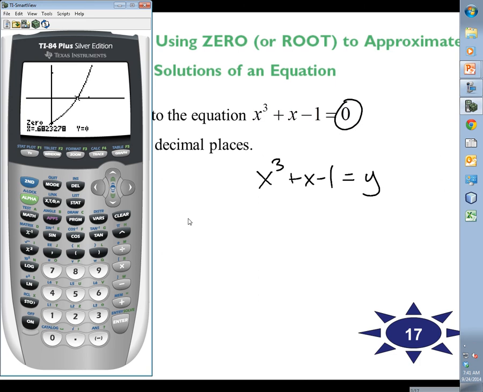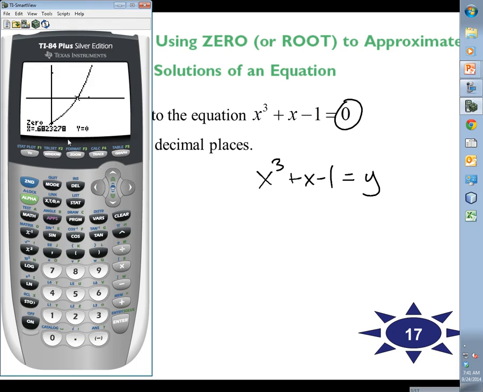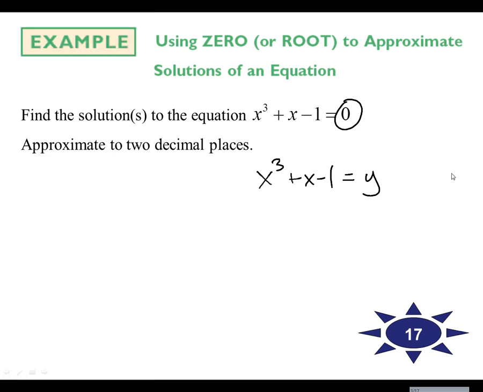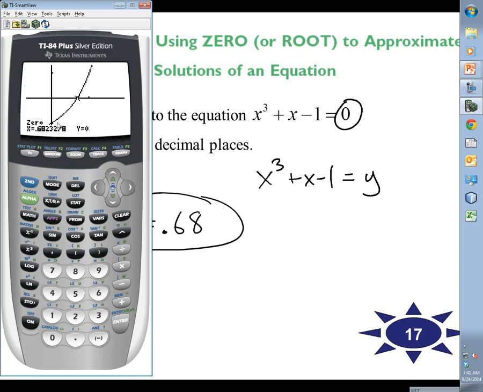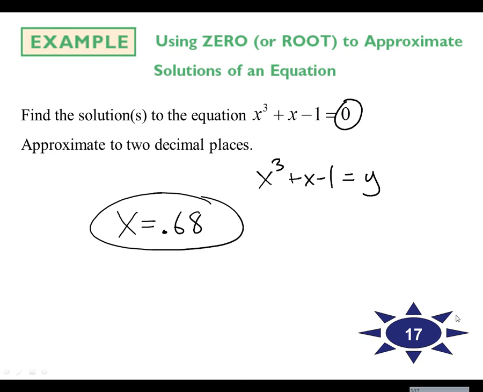Our 0 is 0.6823278. And so if we go back to the PowerPoint here, round to 2 decimal places, 0.68. So our answer here is x equals 0.68. Now, one thing to keep in mind here is that you can have multiple answers for x if this had crossed the x-axis in more than one place, but it didn't. It only crossed here, so we only have one solution. All right, so with what we just learned there, see if you can try problem 17 in the textbook.